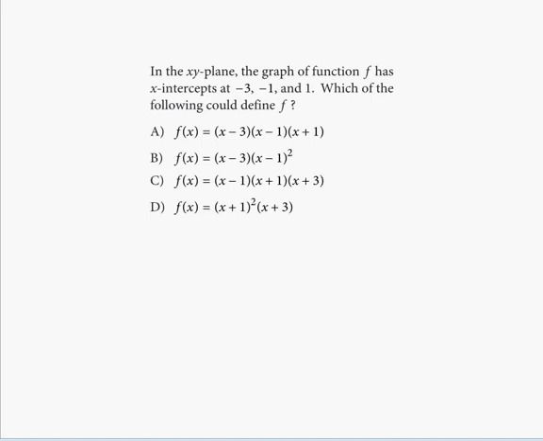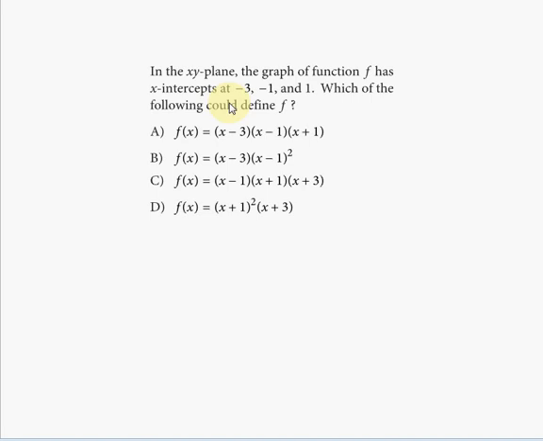This is problem number 12, practice test 4, section 4, calculator allowed, found in the new SAT official study guide. Okay, so in the xy plane, the graph of function f has x-intercepts at -3, -1, and 1. Which of the following could define f?